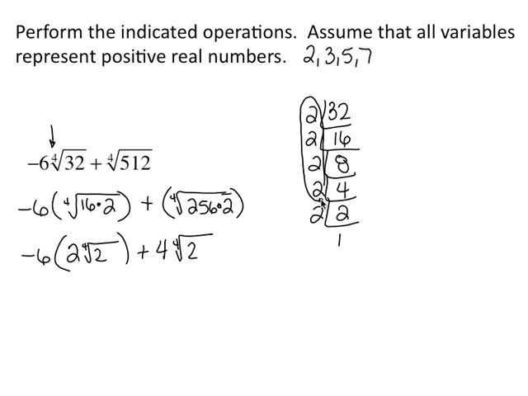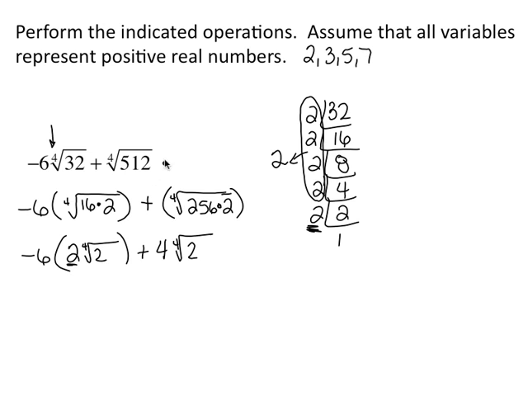So these 4 twos on the inside will equal 1 two on the outside. That's how I get this 2 here. So this 2 goes on the outside, and this 2 here stays back inside the radicand. So that's why the fourth root of 32 is equal to 2 times the fourth root of 2.